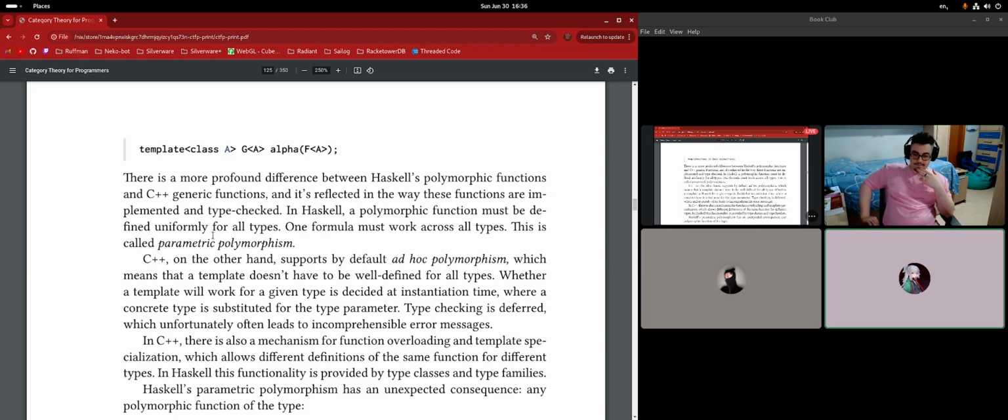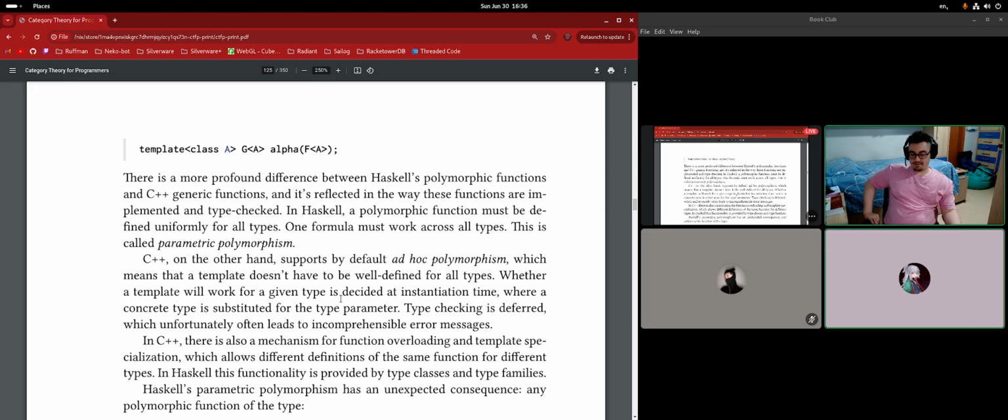It can even be different for multiple types. In practice, parametricity means you can't actually look at the structure of the thing. Exactly, which is not the case in C++. And funny enough, it's also not the case in Zig. Type checking is deferred, which unfortunately often leads to incomprehensible error messages.